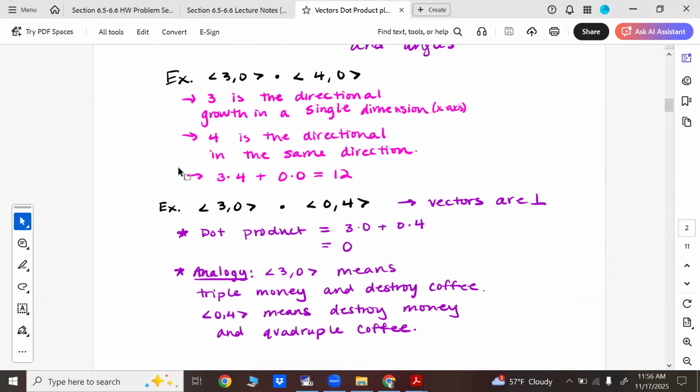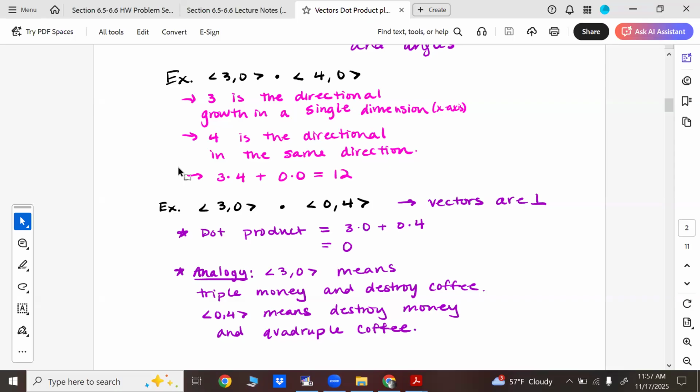This actually, I think, might help you guys understand this a little better. Ms. Rick got a lot of good analogies. So let's take a step back and read these. 3 comma 0 is pointing to the left. 4 comma 0 also points to the left. So you have two vectors pointing to the left, one longer than the other, right? 3 is a directional growth in a single dimension. 4 is directional growth also in the same direction. If you do the dot product, you get 12.